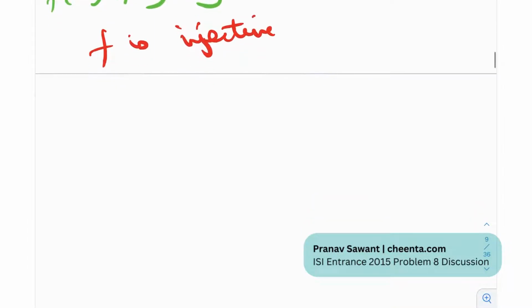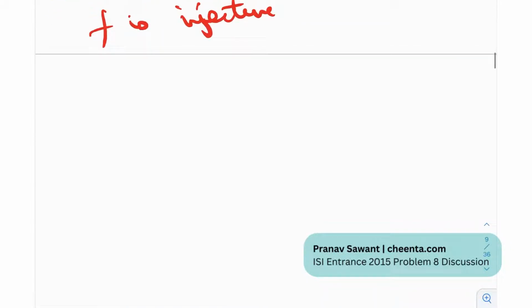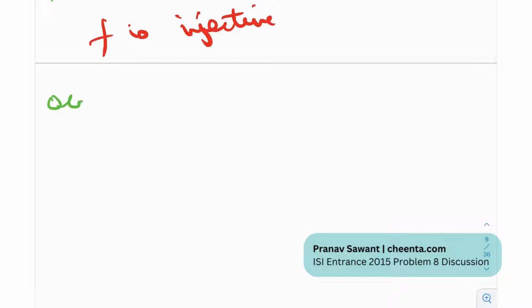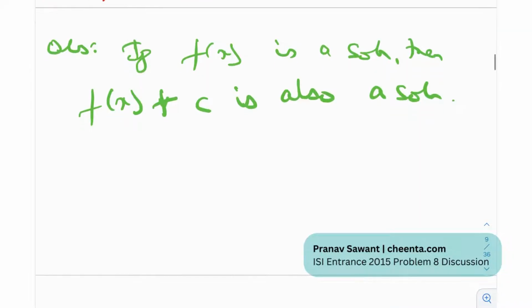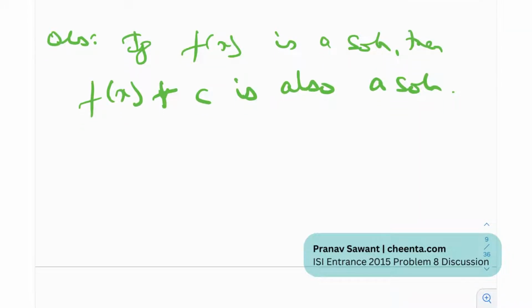Great. Now there's an interesting observation. The observation is that if f of x is a solution, then f of x plus c is also a solution. And how do we prove that? Well, it's kind of intuitive actually. Intuition works a lot of the way, but let's discuss a little bit of a formal proof of it. Let's just see why it works.